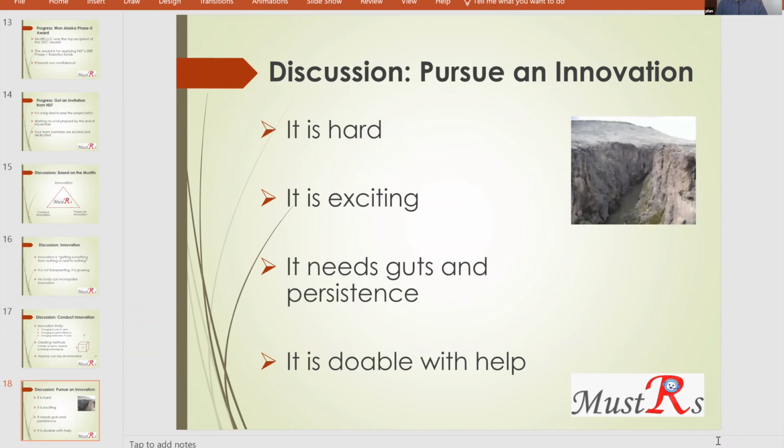The last one is, I want to say, pursuing innovation is hard. It's really hard. You need to spend a lot of time. But it is also very exciting. I think the most important factors to pursue innovation are guts and persistence. You have the braveness to do that. Also in Alaska, I think we have a lot of help, such as Jacqueline. If you want to do something, you can do it, and a lot of people will help you. So I think that is all from my presentation.